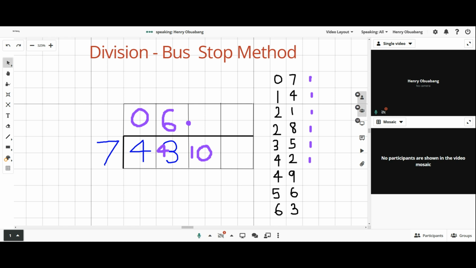And then again, what's left over? Well, there's 1 group of 7 in 10, and there's 3 left over. So I'll put the 3 there. And again, because the 3 is smaller than the 7, I will add a 0.